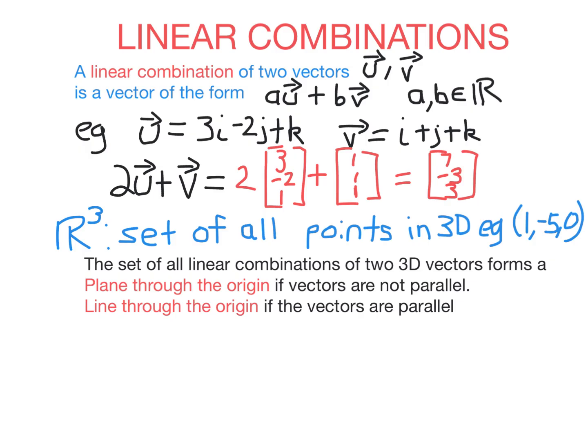So in this space, this set of all 3-dimensional points, if you take 2 vectors and examine the set of all possible linear combinations thereof, one of 2 things will happen. Either the 2 vectors are not parallel as they were up here, in which case the set of all possible linear combinations of them forms a plane through the origin. The other possible case is that the 2 vectors are parallel, in which case the set of all possible linear combinations is a line through the origin. All right, let's look at some examples.